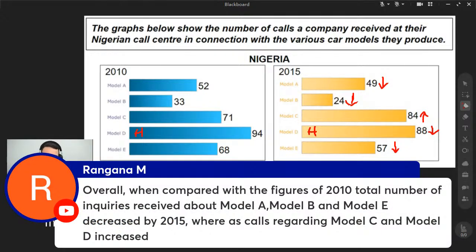Overall, when compared to the figures of 2010, the total number of inquiries received about Model A, B, and Model E decreased in 2015, whereas calls regarding Model C and Model D increased. Wrong, because Model D went from 94 to 88, and essentially, Ranjana, what you've done there is you've limited your task achievement score to quite a low, like 5. So that one mistake is enough to cost you.